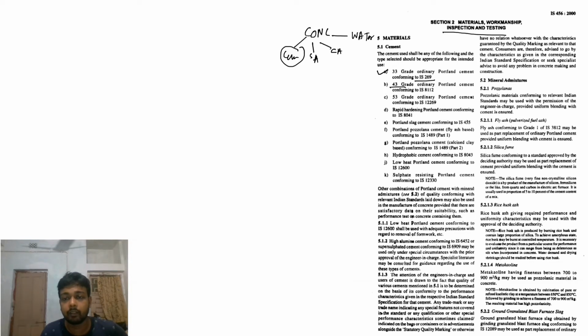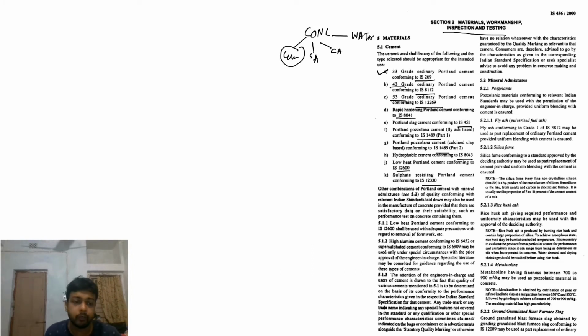43 grade, the IS code is IS 8112. 53 grade is IS 12269. Rapid hardening Portland cement is IS 8041. Portland slag cement is IS 455. Portland pozzolana cement is IS 1489, part 1, and part 2. Hydrophobic cement is IS 8043. Low heat Portland cement is IS 12600. Sulfate resisting is IS 12330.